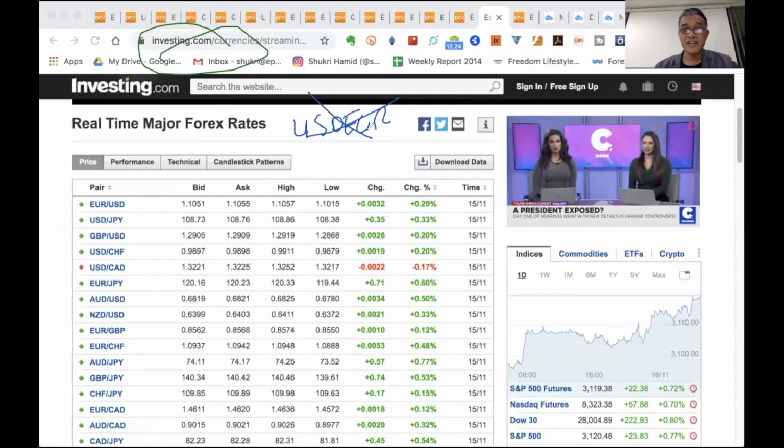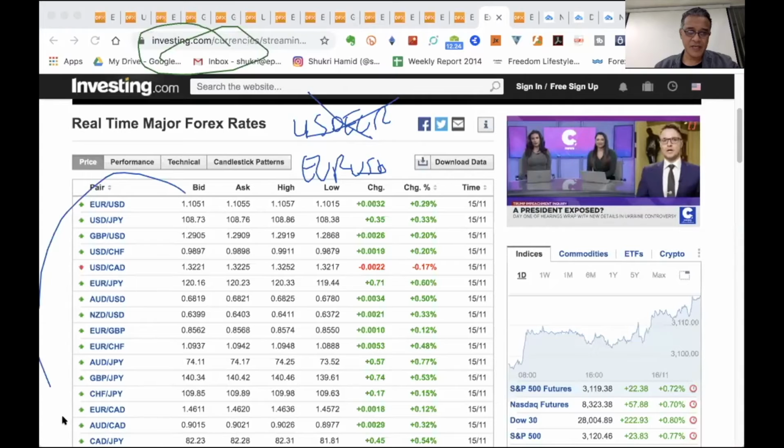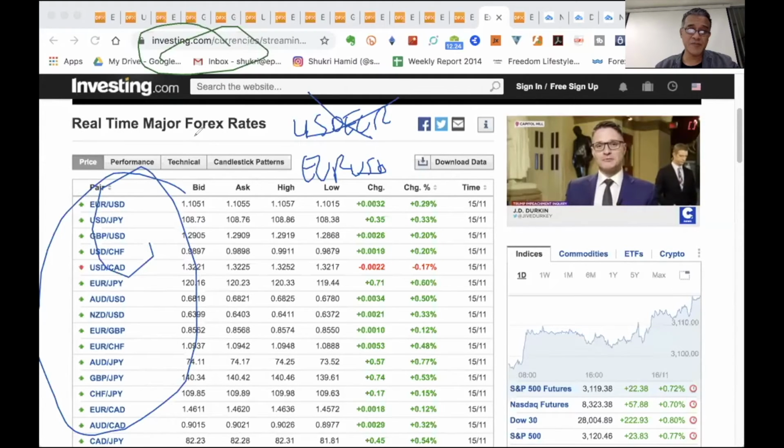It is Euro against USD. So that's the convention that they do here. And let's just see the price. Let's go to the bid price. So if you see Euro USD, it's 1.1051. So really, what does this mean?